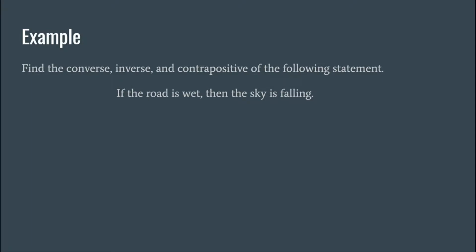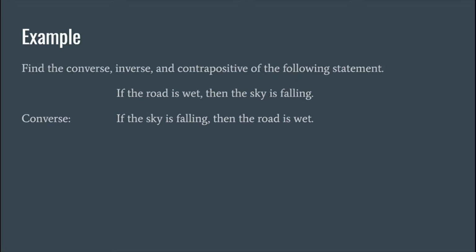Remember, the converse was switching the P and Q statements. The P statement is the road is wet, and the Q statement is the sky is falling. So the converse will just be switching those statements around. It should look like this. If the sky is falling, then the road is wet. Simple enough, right?